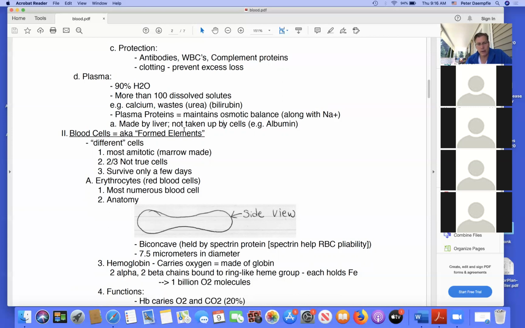Plasma proteins maintain your osmotic balance. What am I talking about? The word is albumin. All right. Repeat after me.